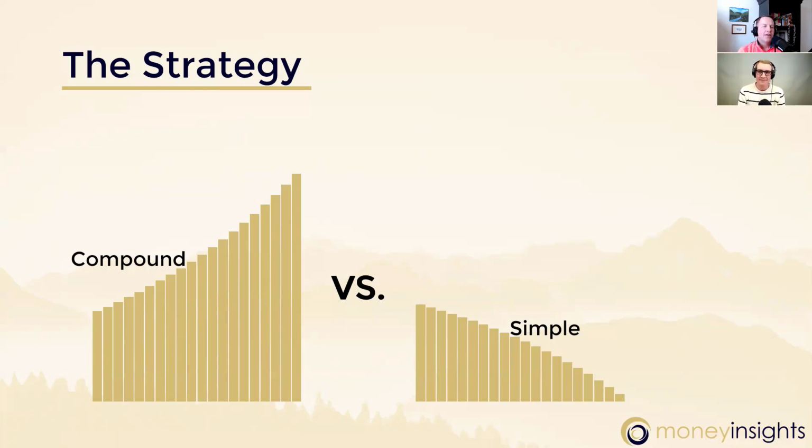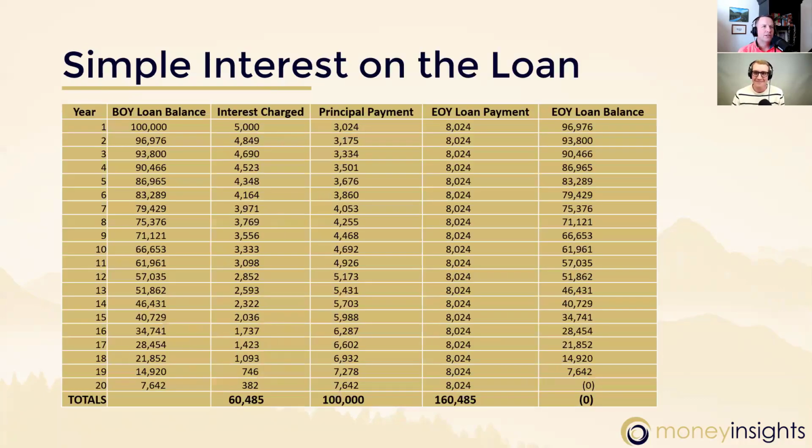Now, I think most people get the idea between compound and simple, but it really helps if we put some numbers to it. So let me quickly walk you through an example. In this example, I'm taking a $100,000 loan against the cash value of my policy, and I'm paying 5% interest. I'm just going to amortize the payback over 20 years. So I'm paying $8,000 a year towards this loan to pay it down.